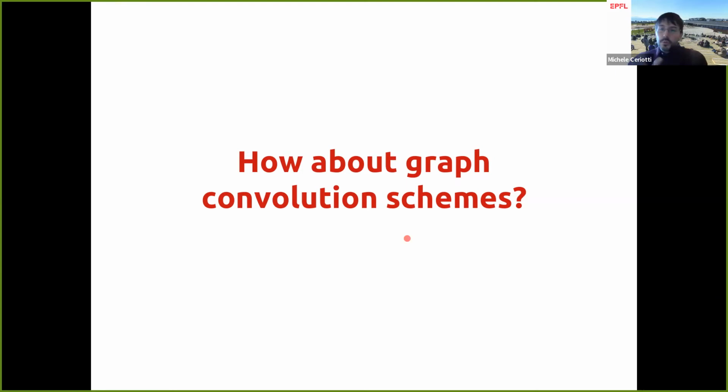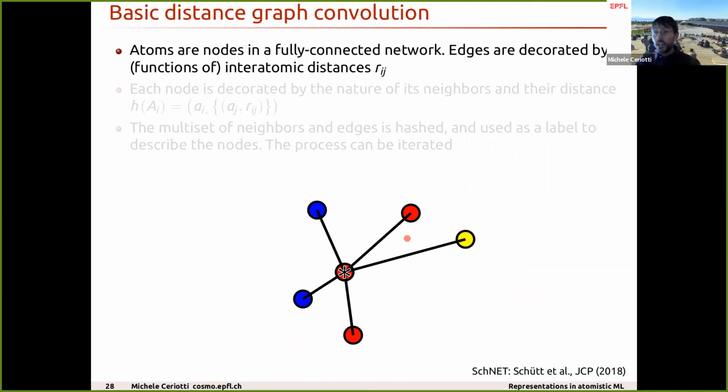I want to conclude by showing some very, very recent results, which appeared on the archive tonight, in which we try to see how all of these considerations extend to graph convolution schemes that are also very, very popular in machine learning of molecules and are, of course, also very, very popular for point clouds in general.